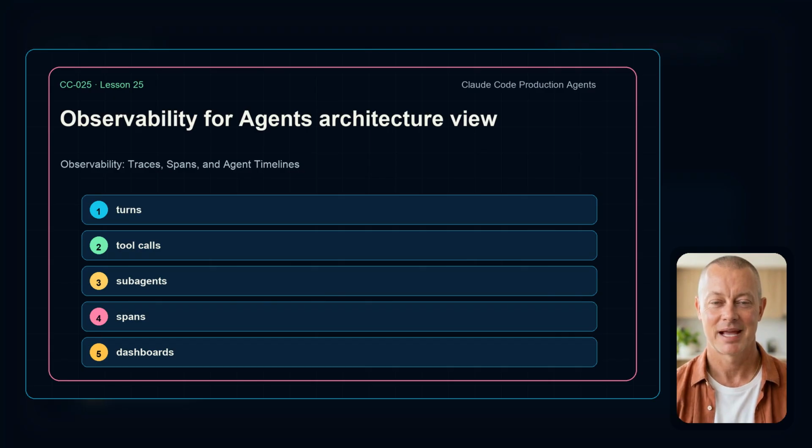This part of the visual map matters because it shows the actual moving pieces: turns, tool calls, sub-agents, spans, dashboards. If one of those pieces is invisible, the team will struggle to operate the workflow under pressure.